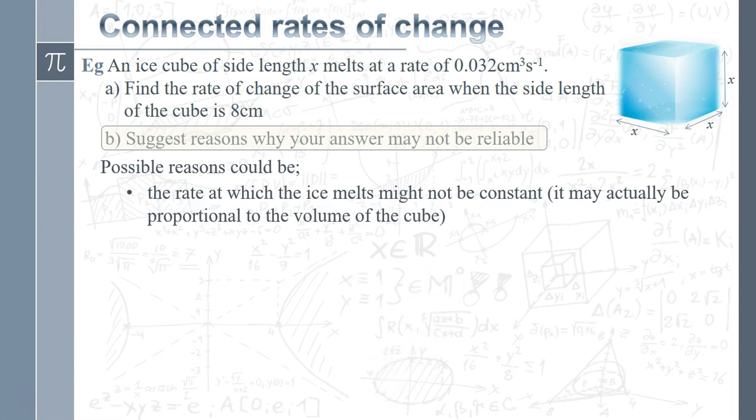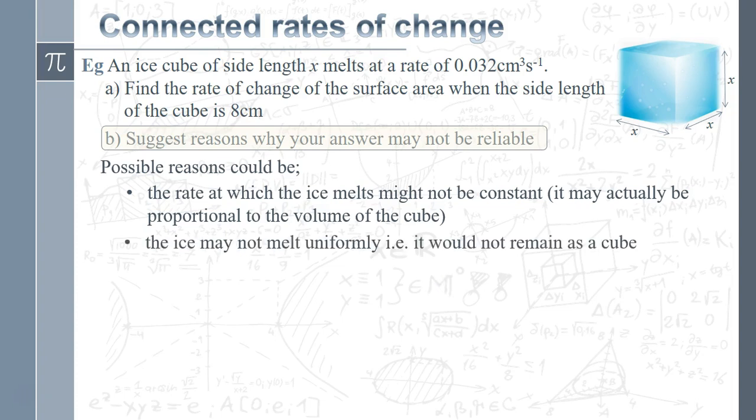So what we're saying there is if we've got a much larger cube, it might be the ice melts more slowly, and then when it gets much smaller, it's melting at a faster rate, very possibly. It might not melt uniformly, as it wouldn't remain as a cube, so what you'd tend to find is at the corners, when cubes melt, they tend to get rounded off.